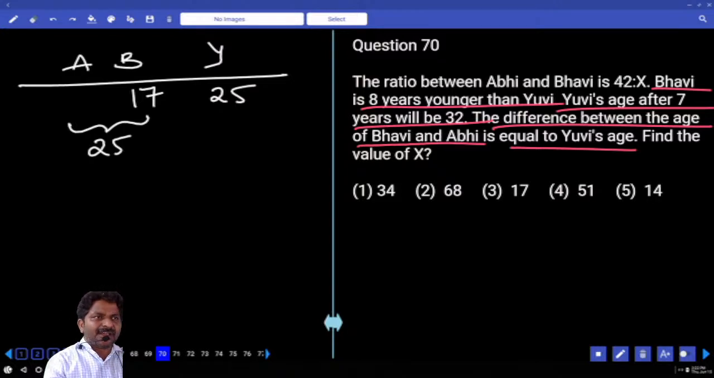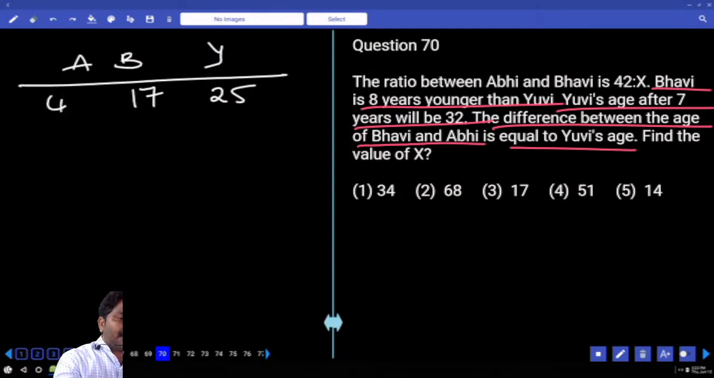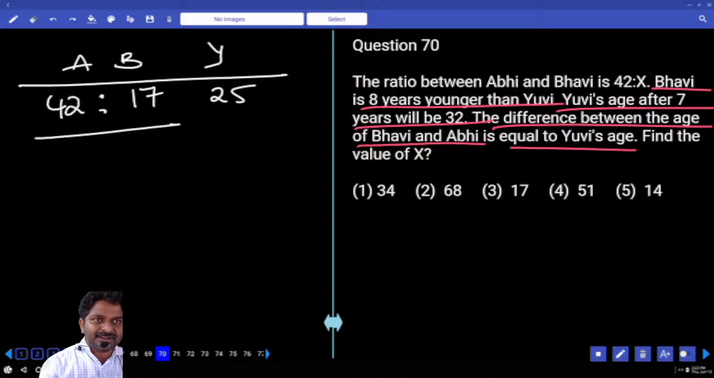Difference means A minus B or B minus A, right? 25 less than 17, can we subtract 25 from 17? Only thing you need to do is add, right? How much is that? 42. And the ratio between these two numbers is 42:17, which is equal to 42:X. Then X is equal to 17.